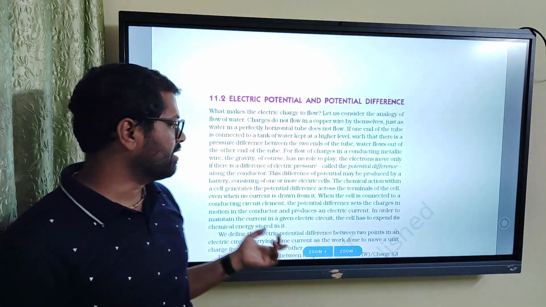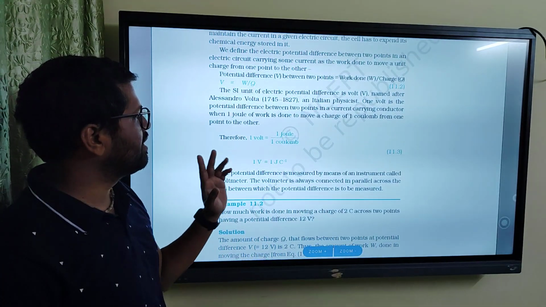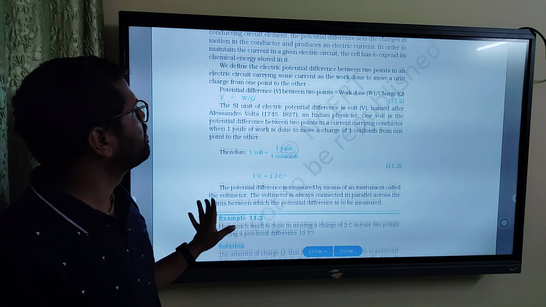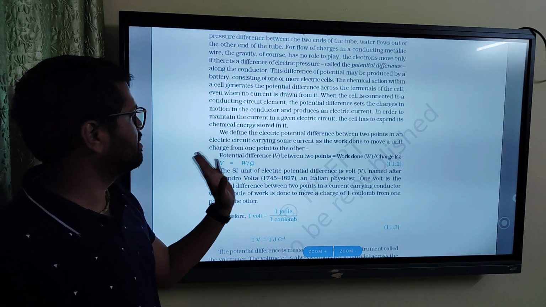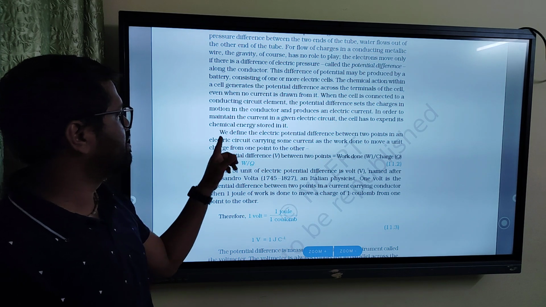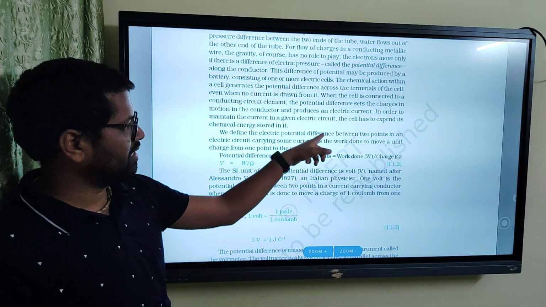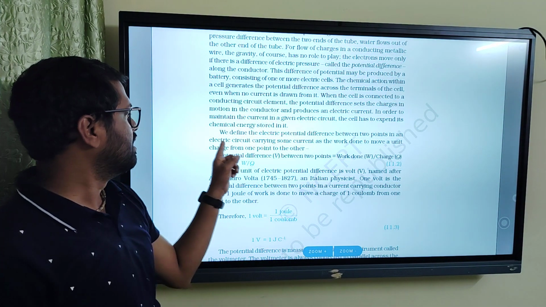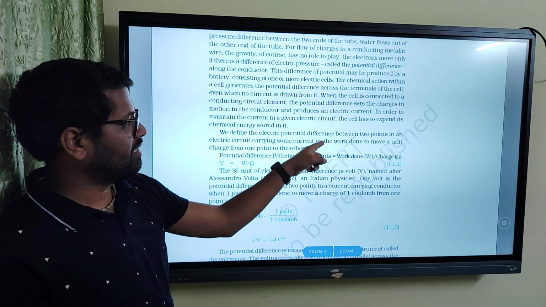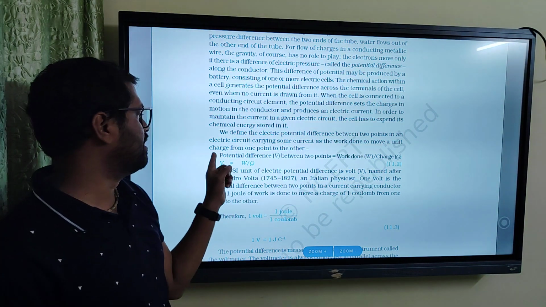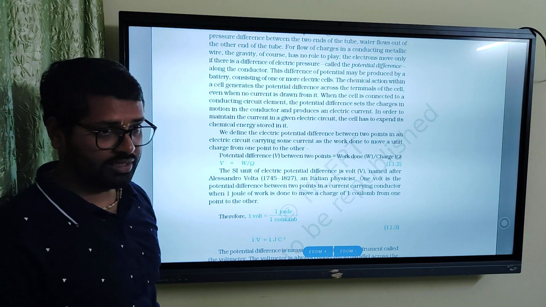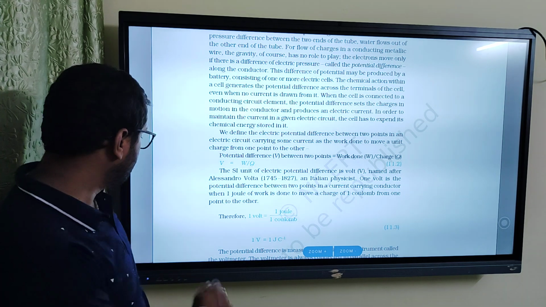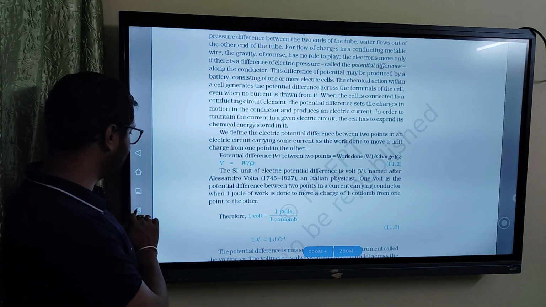Okay. So here they have given the definition. If you write the same definition, they'll give you full marks because the answer key will have the same definition. See, we define electric potential difference between 2 points in an electric circuit carrying some current as the work done to move a unit charge from one point to another. So this is the definition. Actually, it is very simple.